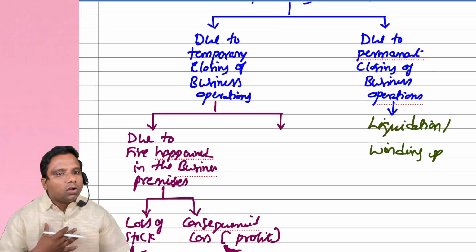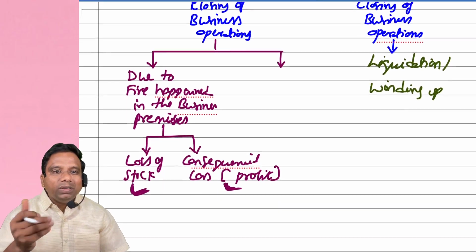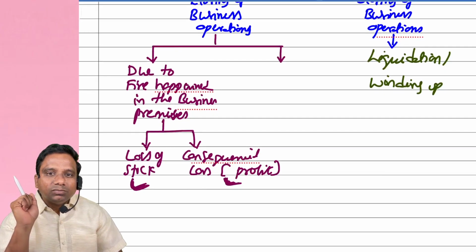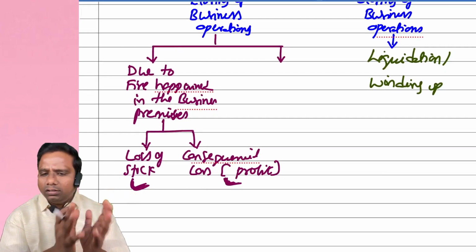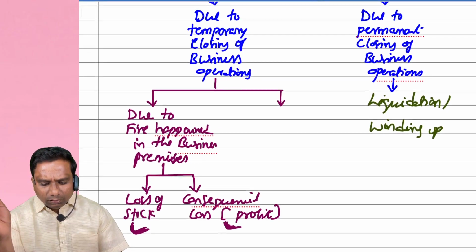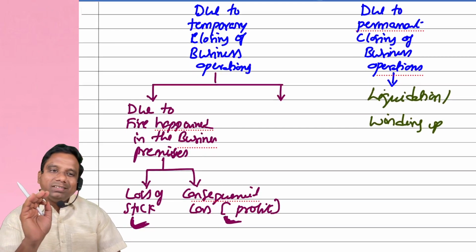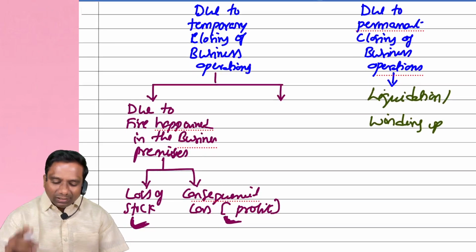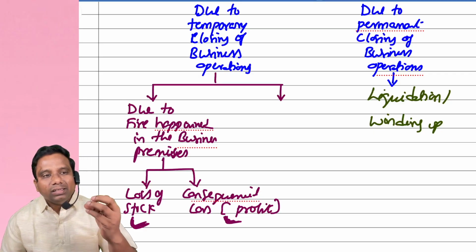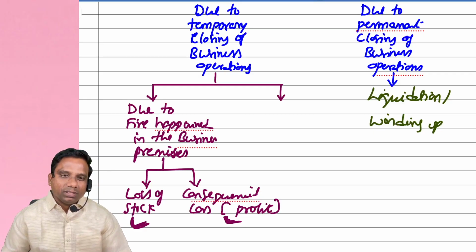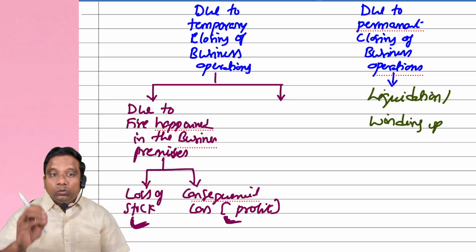All these things are loss for me. Now, who will compensate all these losses? None of you. Nobody will compensate these losses. That's why the business generally will take an insurance policy.